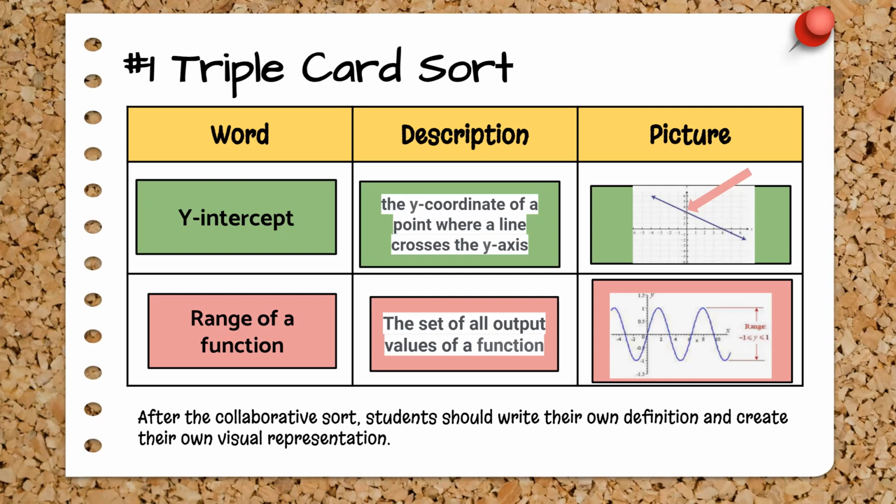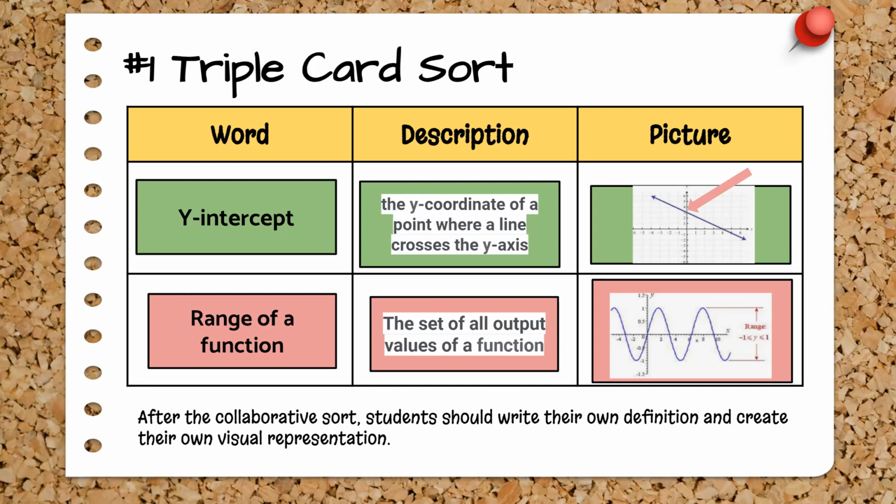Remember that our students need to connect that visual in context. So for example, we could, in the green, a y-intercept is the y-coordinate of a point where a line crosses the y-axis, and then we have an image. Or possibly range of a function, the set of all output values of a function, and then a visual. So we're having kids match 3 cards together.